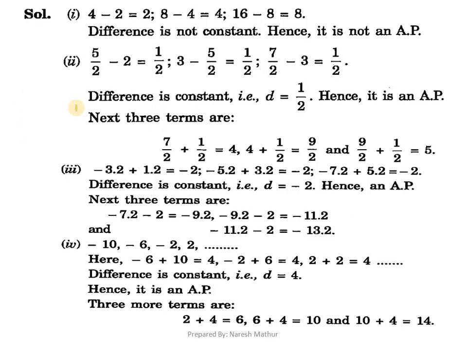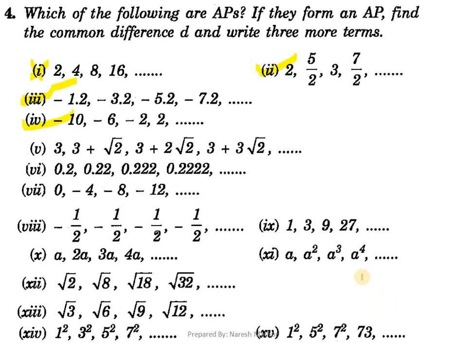Let's check these answers. First one is not making an AP. Second one, the common difference was half. Then yes, they are in AP. Then the next 3 terms are 4, 9 by 2 and 5. In the third one, we can say yes, the common difference was minus 2. So the next 3 terms would be minus 9.2, minus 11.2 and minus 13.2. The last one, the common difference was 4. So the 3 more terms are 6, 10 and 14. Easy.